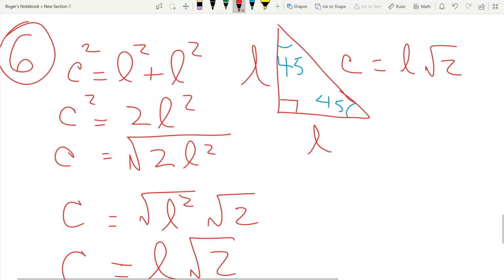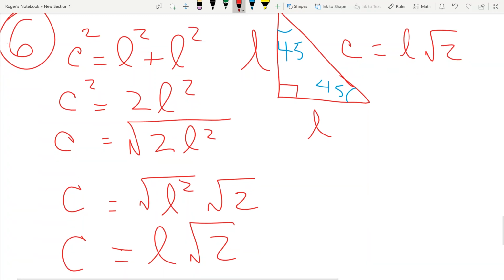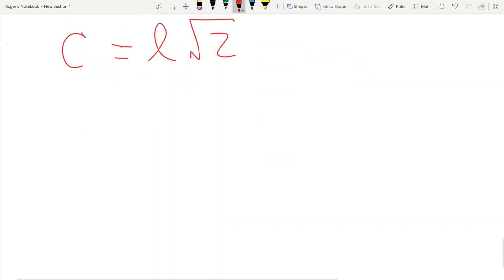So memorize this pattern. A 45, 45, 90 is an isosceles triangle where you have two angles being the same. Okay? And it's always in this relationship: L, L, L square root of 2. Okay? Memorize that little rule. This is a special right triangle. L, L, L square root of 2. Let's look at number 7.